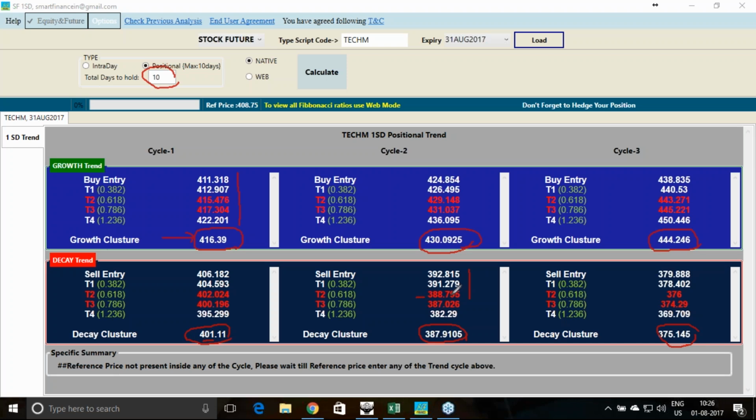At 388.8, this is the zone where we can expect a bounce back. This is the Fibonacci zone, given in red color. These price points act as resistance, or we can expect a trend change at these points. Currently we are at 408.75.